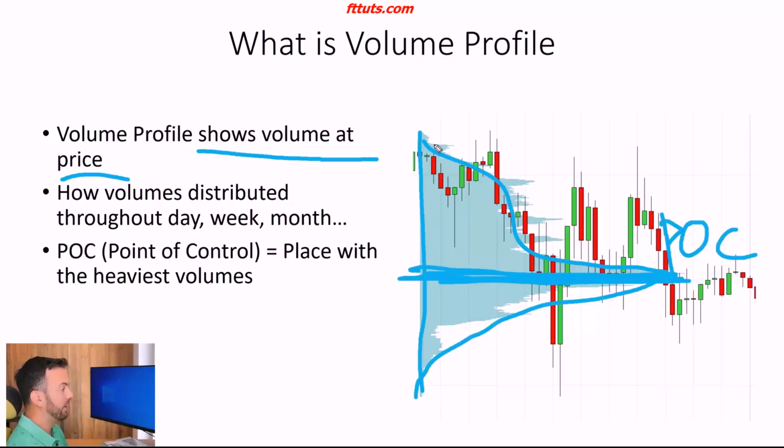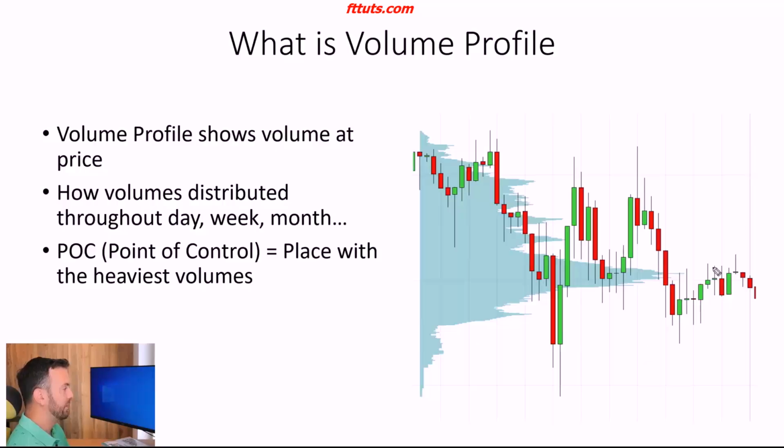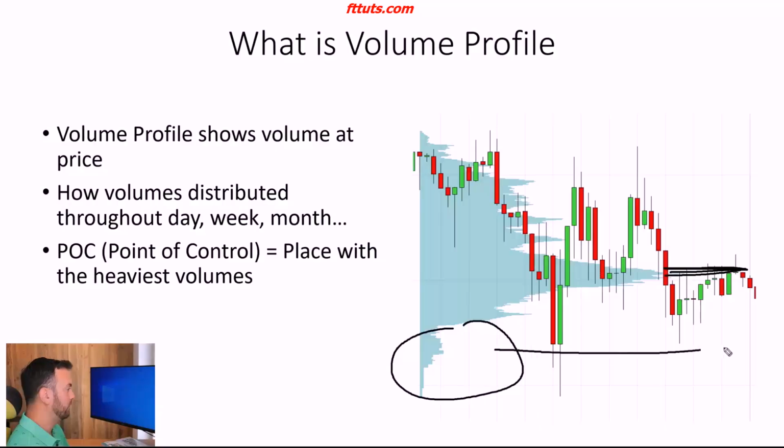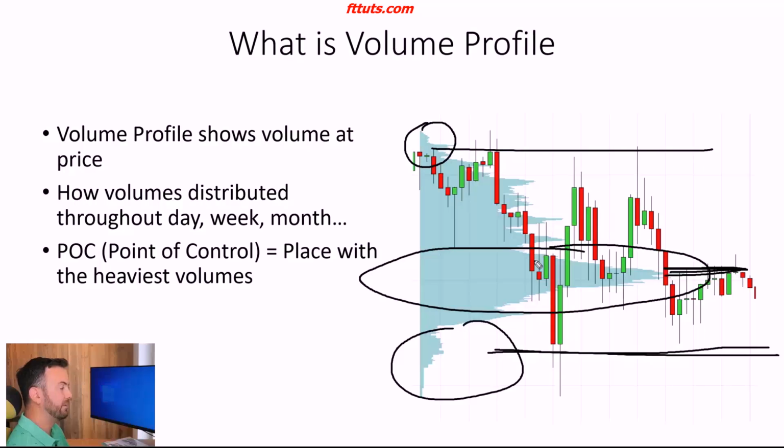And essentially what the profile is showing you is how the volumes were distributed throughout the whole day. So heaviest volumes were in here, then there's area where there were some low volumes, so at this price level, nobody was really interested in trading here. Same goes for this area, right? But this is the most important area because many people were interested in trading at this price level.